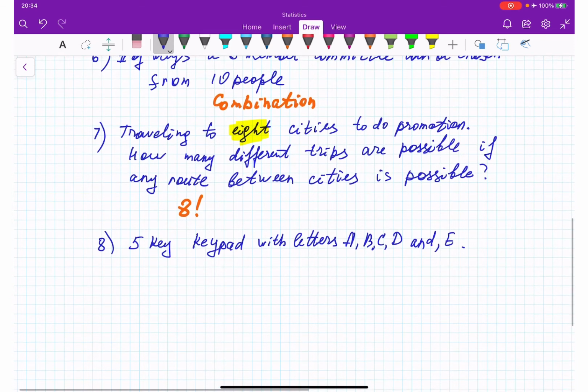From these letters we need 5 keys, right? How many codes can be created? Since we have 5 keypads, it's going to be 5 factorial, which is 5 times 4 times 3 times 2 times 1. Let's see, 5 times 4 is 20, 20 times 3 is 60, 60 times 2 is 120 possible codes, because all 5 are participating.